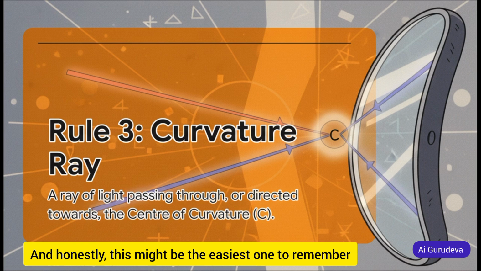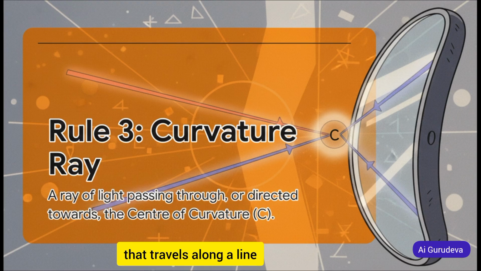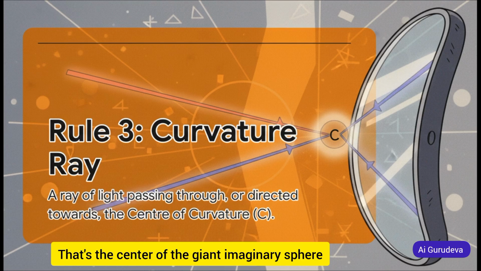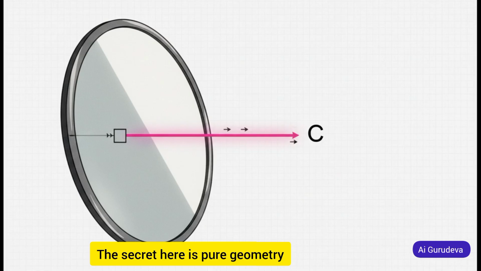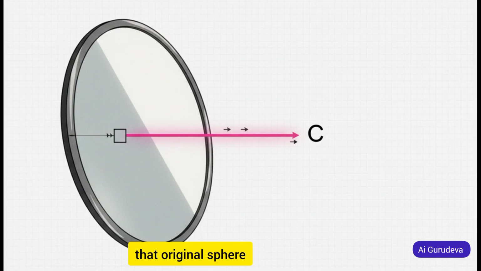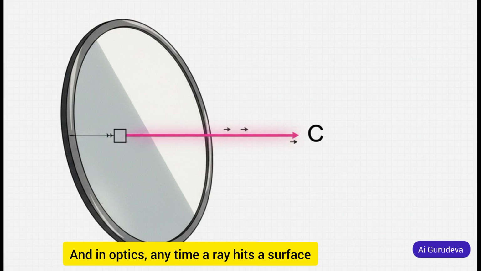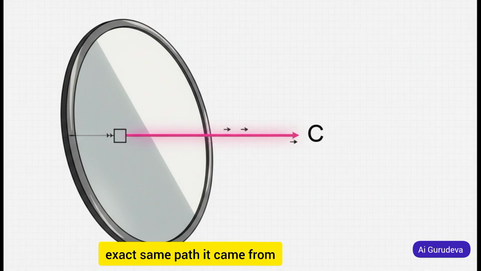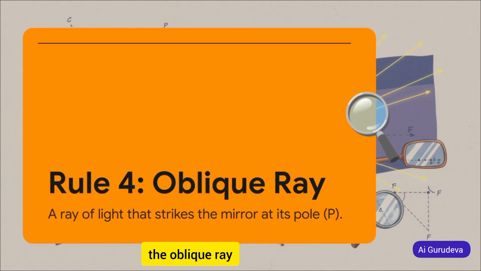Okay, on to rule number 3. And honestly, this might be the easiest one to remember. This ray is any ray of light that travels along a line that goes right through the center of curvature, C. That's the center of the giant imaginary sphere that the mirror was sliced from. The secret here is pure geometry. Because this ray is traveling along a radius of that original sphere, it hits the mirror's surface at a perfect 90-degree angle. And in optics, anytime a ray hits a surface head-on like that, it just reflects straight back along the exact same path it came from. It's a perfect U-turn.